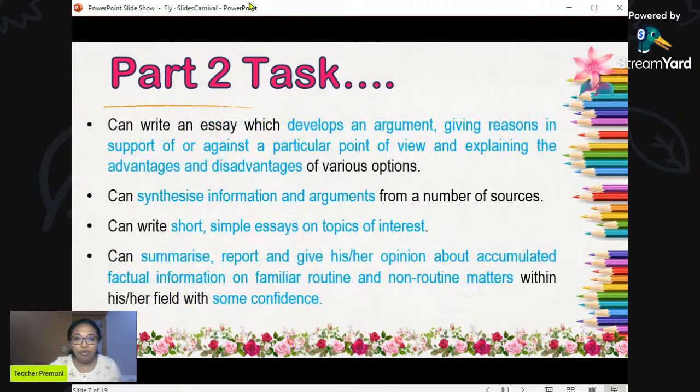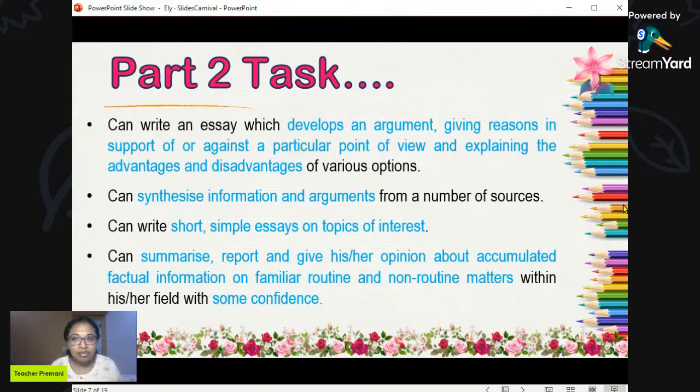So, further information about the task two. You can write an essay which develops an argument, giving reasons in support of or against a particular point of view, and explaining the advantages and disadvantages of various options. Of course, you will somehow see questions related to good and bad, pros and cons. Definitely they will be there. I don't think it's very difficult for you to talk about the good and bad. Any topic I give you, you can talk about the good and bad.